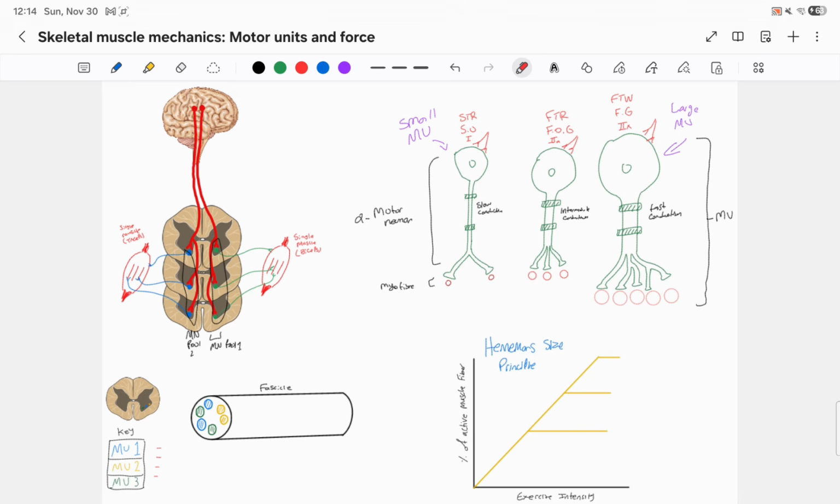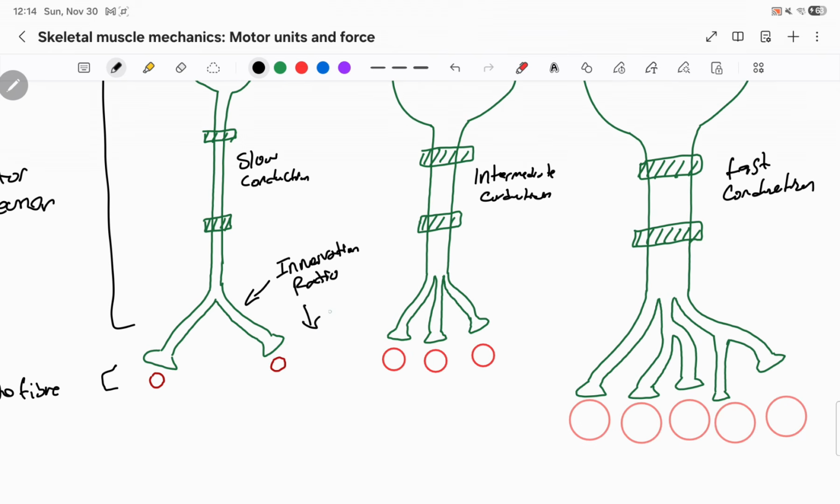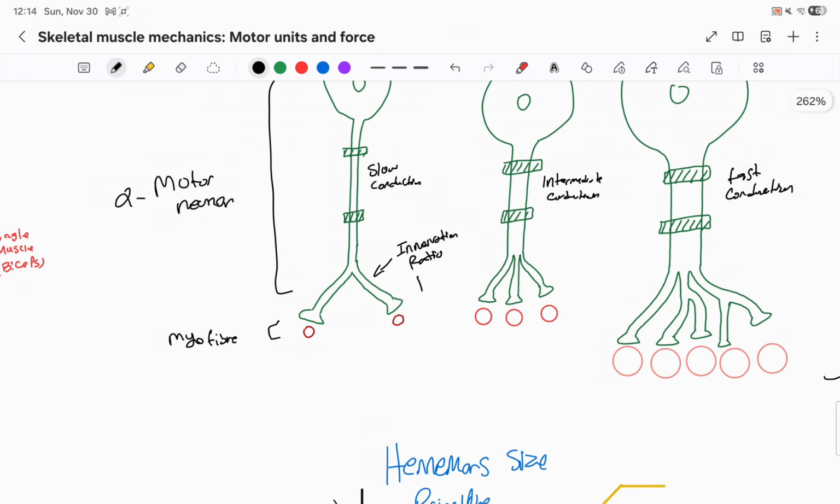What do I mean from this? So let's take this example. You see this right here, the small motor unit. It's only innervating what? 2 fibers. We say that's an innervation ratio. And the smaller this innervation ratio is, the more level of control I have in a movement. Okay? What do I mean by this?